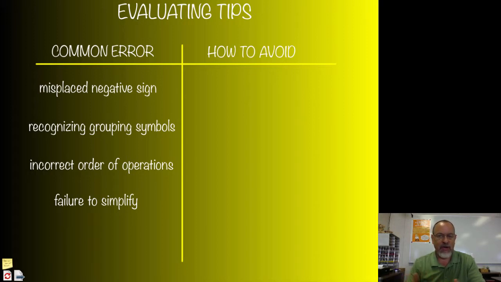And we already talked about some of the grouping symbols, so we need to recognize those. We have parentheses, braces, brackets, and then that division bar, which is the one that's usually missed. We've talked about PEMDAS and doing the order of operations. What I want to look at now is misplacing a negative sign, and this usually happens again when we're evaluating, when we're substituting a number in for the letters in the algebraic expression that we're given.